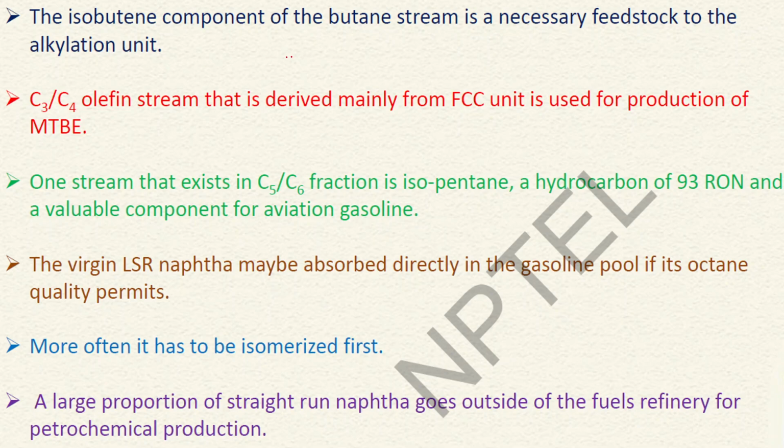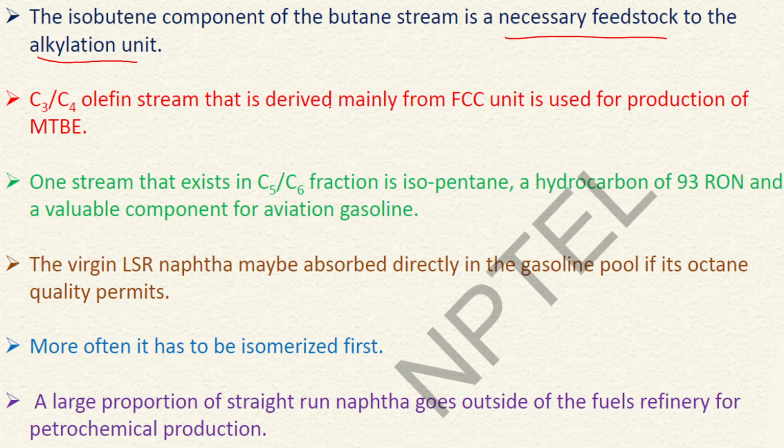The isobutane component of the butane stream is necessary. From the debutanizer, we get all the C4 cuts. So along with butane, we get some amount of isobutane also. The isobutane component of the butane stream is a necessary feedstock to the alkylation unit. We will further study what this alkylation is. Okay. We will study it in the coming slides.